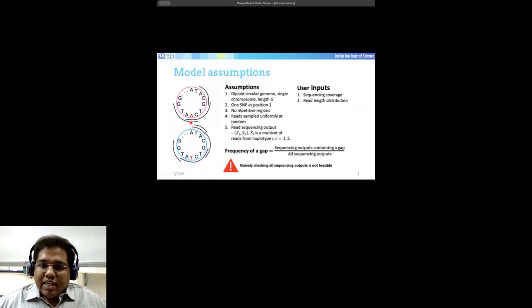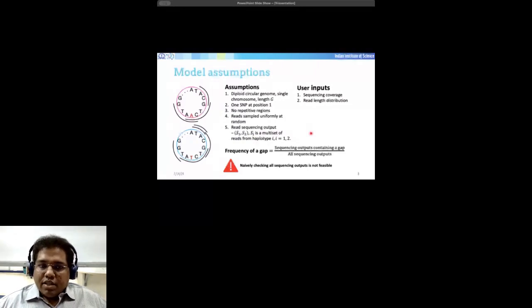And we'll assume that there is a single SNP locus at position 1 and that there are no repetitive sequences in the genome. A read is simply a substring of one of the haplotype sequences, and two reads are said to be equivalent if they spell the same genomic string. So each read is characterized by its haplotype of origin, length, and starting position. We assume that the reads are sampled uniformly at random, and the read sequencing output is simply a pair of multisets S1, S2, Si being a multiset of reads from haplotype i.